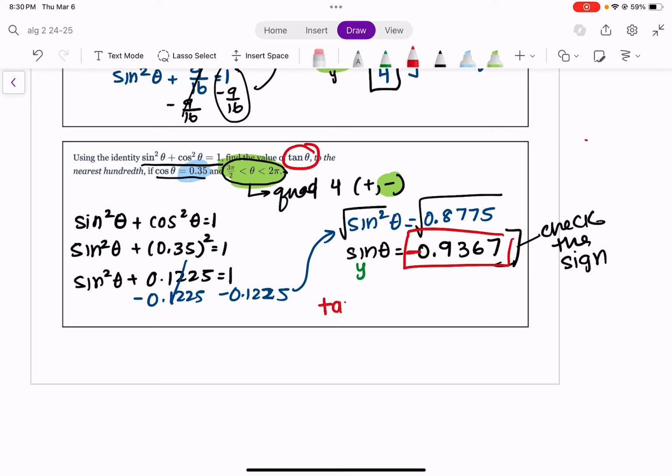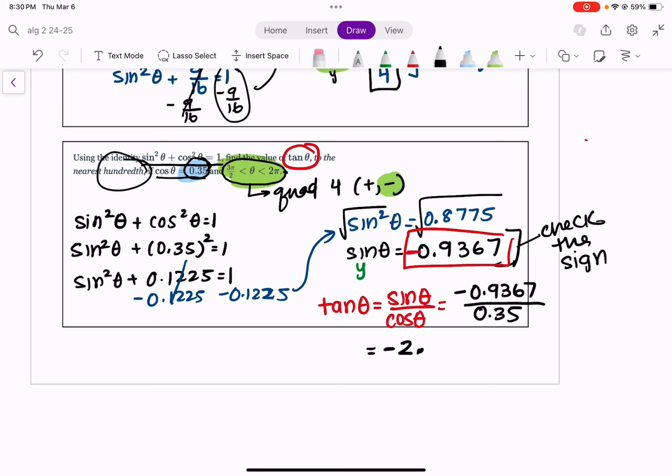And if you remember, tan of theta is just sine of theta divided by cosine of theta. And now you have all that information. So sine is negative 0.9367. Cosine was given to you in the problem, 0.35. So if you put that in your calculator, you're going to get negative 2. Well, if you round to the nearest hundredth, that means 2 decimal places, negative 2.68. So tan theta equals negative 2.68.